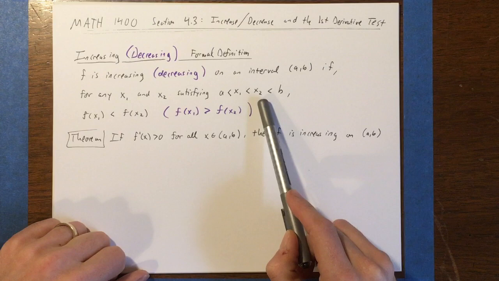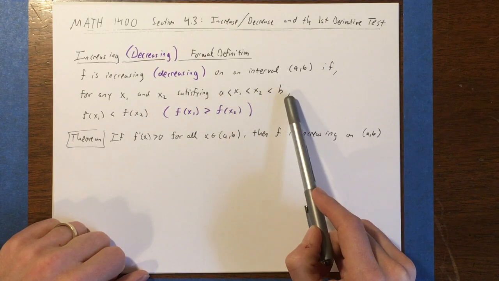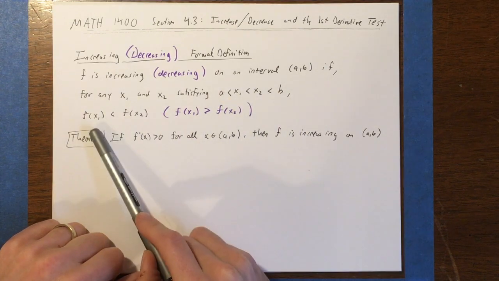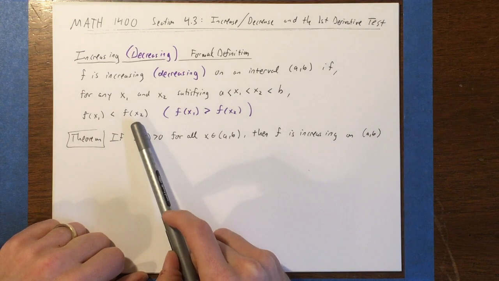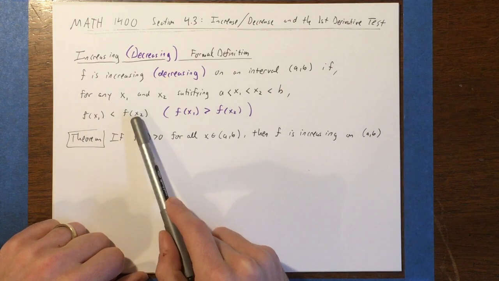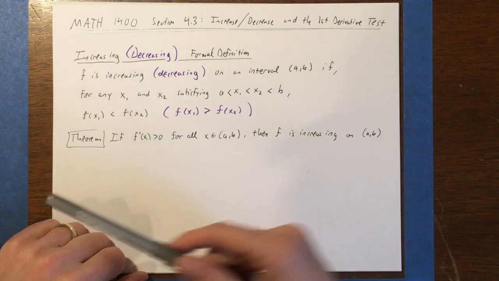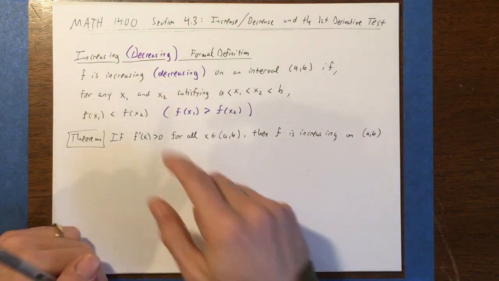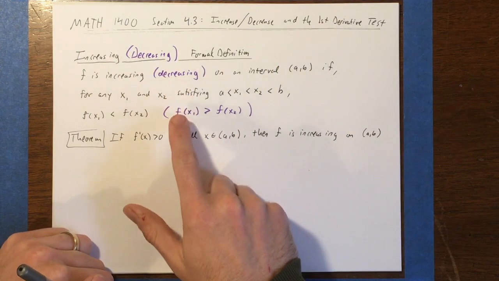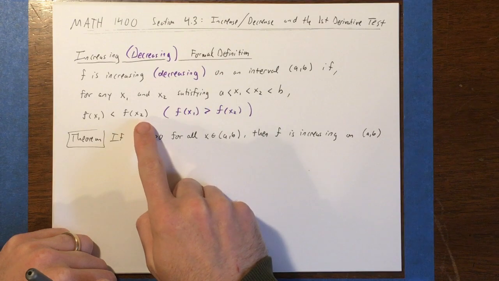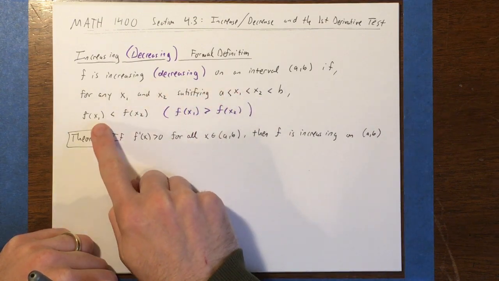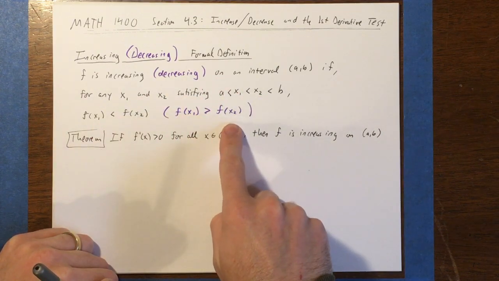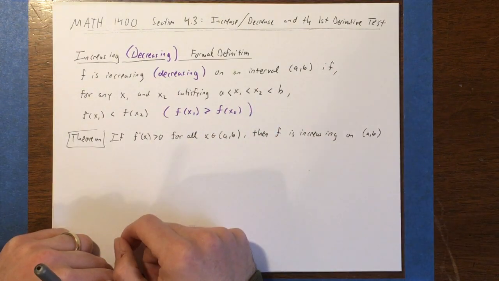For any time you have x1 and x2 within this interval in that order, f of x1 is less than f of x2, which means basically the function value goes up, right? So the alternative would be to define decreasing by changing this definition just over here, so that x1 is still less than x2, but instead of the function value going up, the function value goes down. So that's pretty straightforward.